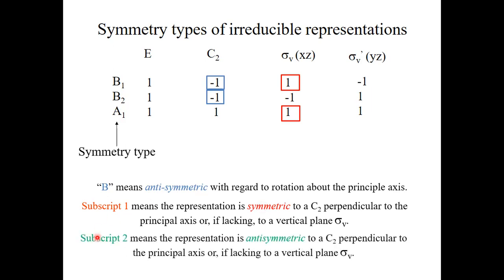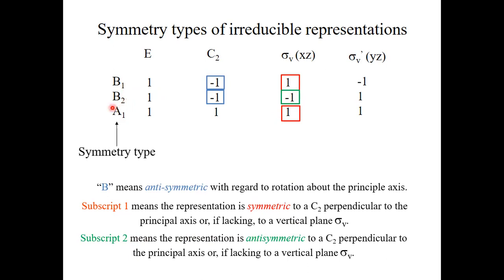So, well, when there's subscript 2, then the representation is antisymmetric, and that means that the character in the irreducible representation is -1. Okay, you see this here. So for that reason, the irreducible representation associated with the y-axis is of B2 type. It explains the subscript 2 here.